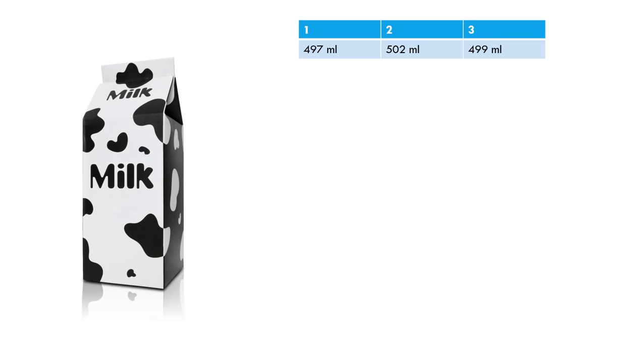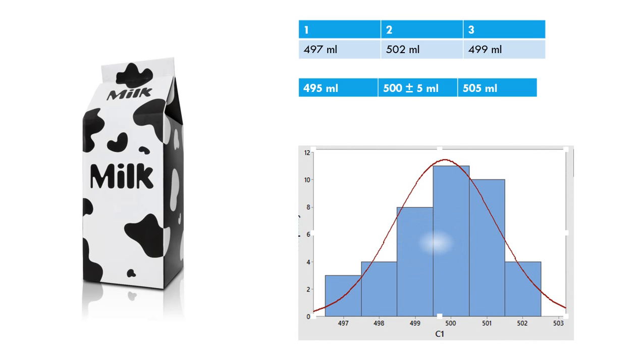So, in this case, the milk production has defined specification limits in order to get satisfied customers, which is, in this example, 500 plus and minus 5 milliliters. So, we have 495 milliliters and 505 milliliters. This graph represents all the data we've obtained, and all of these are within the specification limits.